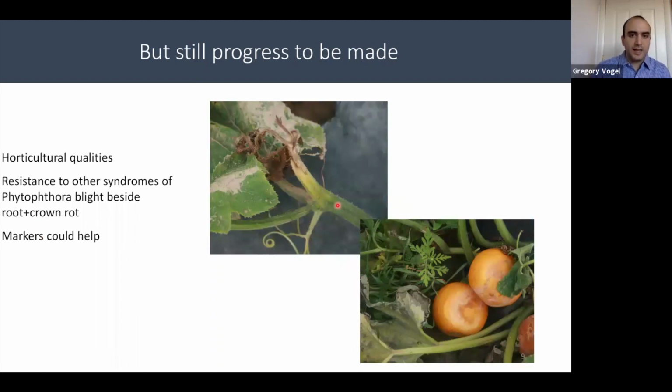One of the things that we noticed with these lines is that they showed superior resistance to root and crown rot in the early stages following inoculation, but they still often succumbed to lesions on the vines as mature plants, or this necrosis of the shoot tips that Phytophthora blight can also cause. These lines also lacked some of the horticultural qualities that would make them suitable for production in terms of either summer squash or winter squash varieties.